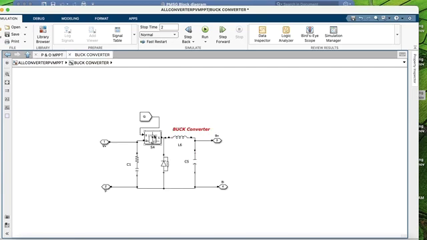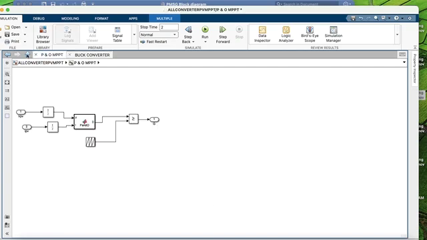So here we have used the buck converter. This is the input side, which is connected to the PV panel. This is the output side, which is connected to the battery.